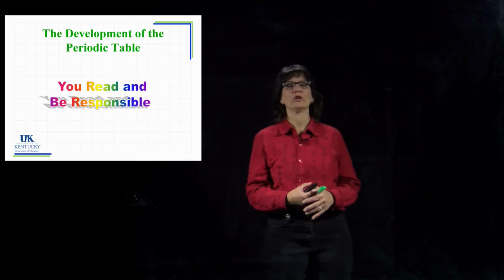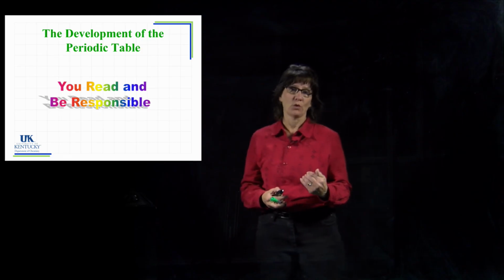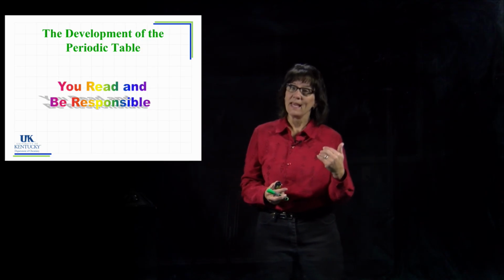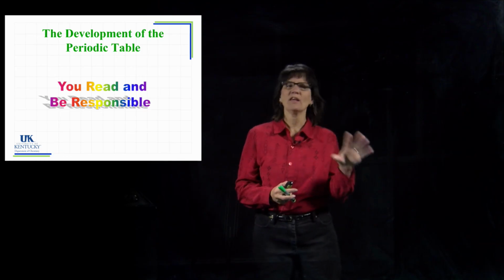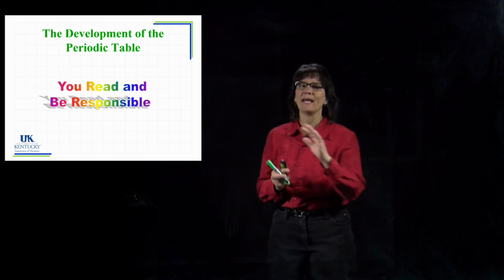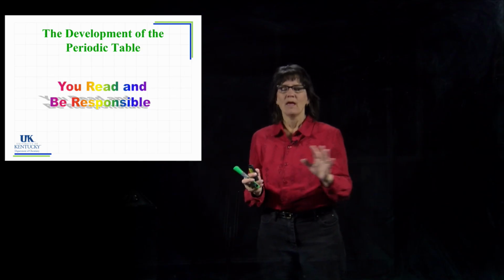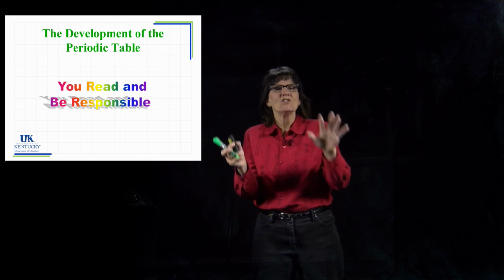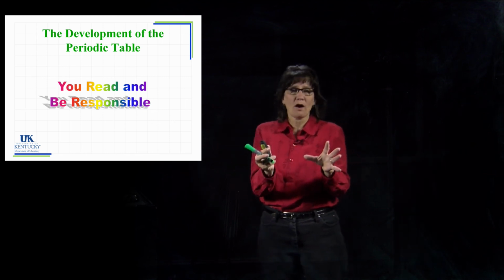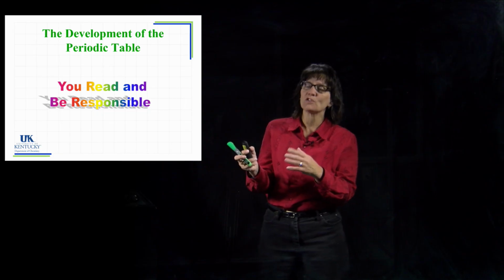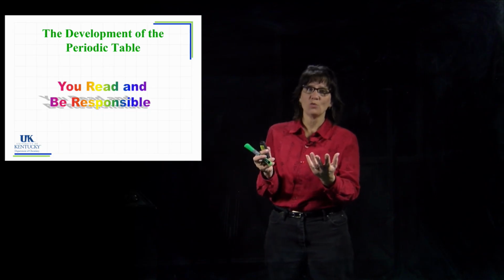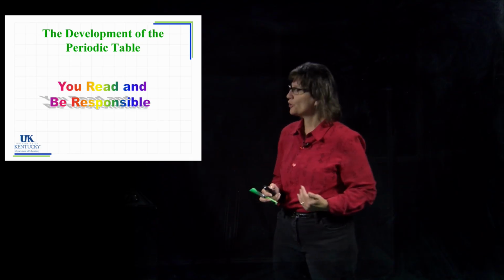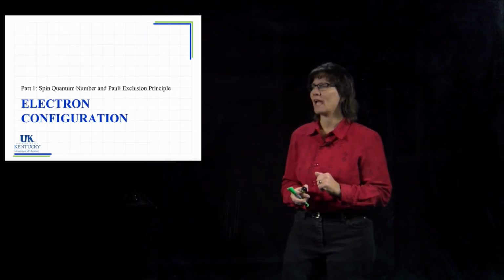The first thing I want you to look at and read and be responsible for is the development of the periodic table. What's fascinating to me is that people didn't know anything about the electron structure when they started laying out the periodic table. They started aligning things based upon how they behaved, and they arranged things based upon their chemical and physical properties. And later, as we started understanding the electron configuration, we noticed that that layout has everything to do with the electron structure. So you read about how the periodic table came about.